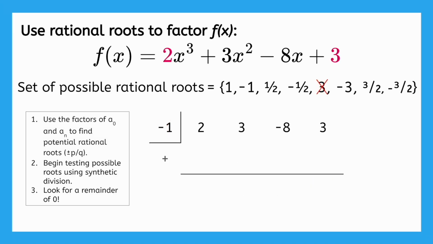The next candidate I want to try is negative 1. Here we go again. When I got to this point, I realized that the negative 9 here is not going to lead to a remainder of 0. At this point, I'd probably abandon this attempt and try another possibility. However, we'll finish up to see that the remainder is 12. Since I didn't get a remainder of 0, I know that negative 1 is not a root, which means that x plus 1 is not a factor. Next, let's try negative 3.